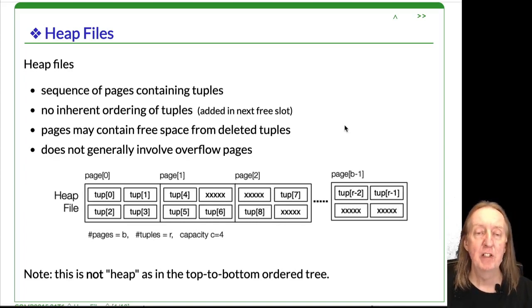And with a heap, we don't generally need overflow pages because we're not requiring that a tuple is associated with a particular page like we are with sorted files and hashed files. The other thing about a heap, and I've mentioned this a couple of times already, in your data structures course you probably would have looked at heaps as a kind of top to bottom ordered tree, or as an implementation of priority queues. That's not what we're talking about here. Simply a sequence of pages that holds tuples.